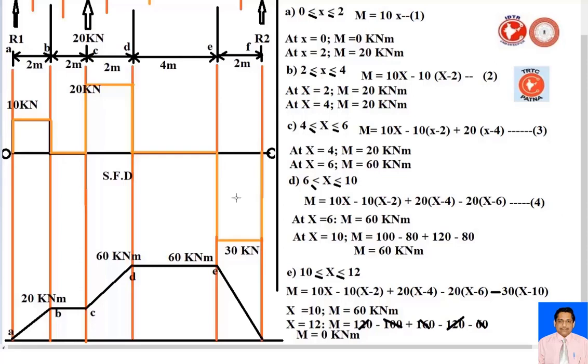So now it is very easy to verify whether the problem is right or wrong. Very simple. The difference between 2 points of the bending moment is equal to the area of the shear force diagram. This is the procedure.